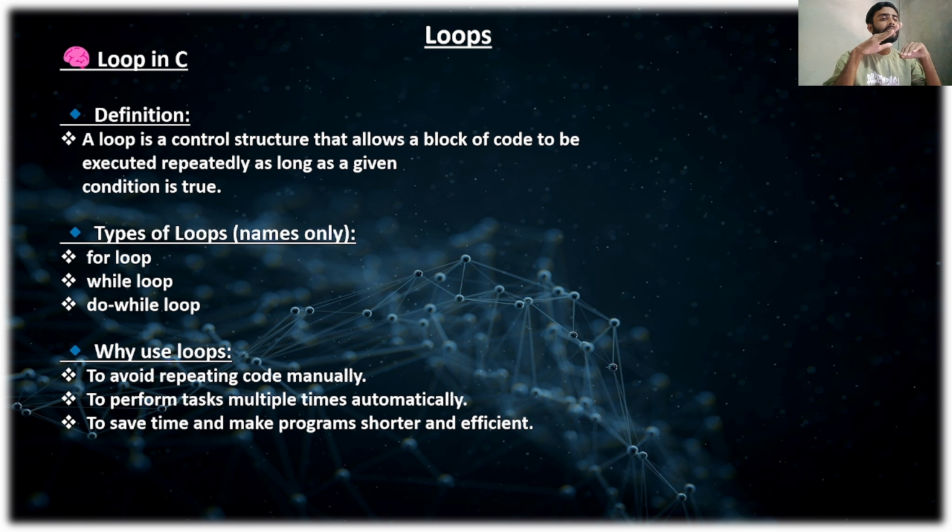Why use loops? I have already explained by the example. To avoid repeating code manually: if we want to print hello world 10 times manually, we have to use printf 10 times. But using a loop, we can efficiently print hello world or anything multiple times. To perform tasks multiple times automatically, definitely. To save time, definitely. Using control structures like loops saves time compared to manual programming. It is also more efficient.